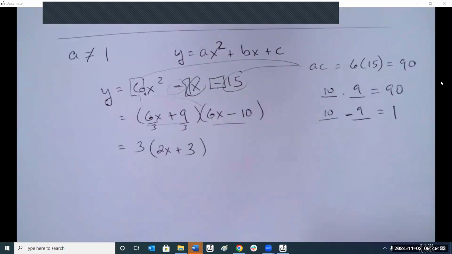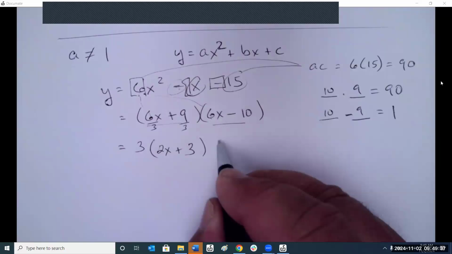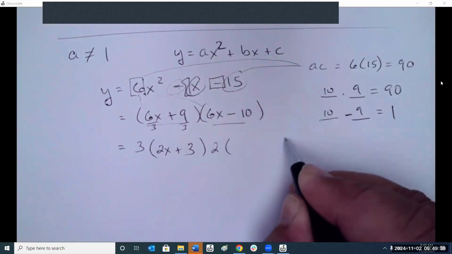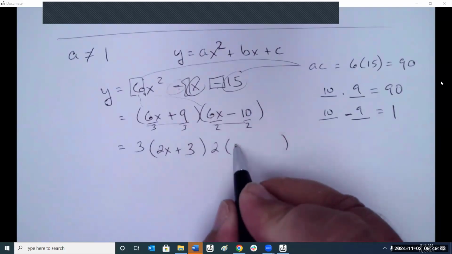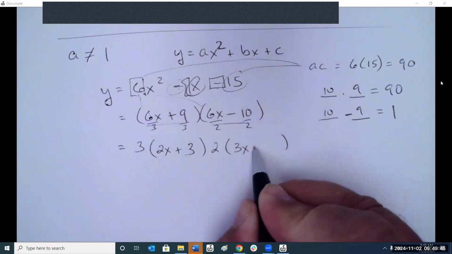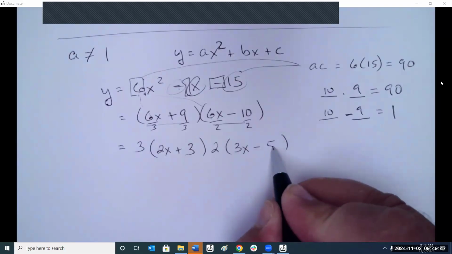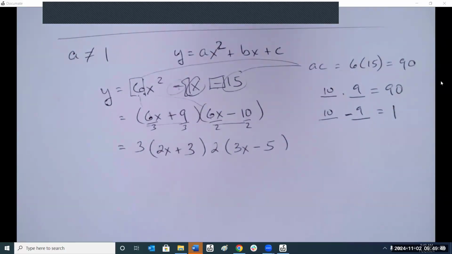How about the next one? What do 6 and 10 have in common? 2. So I divide both of these numbers by 2. 6 divided by 2 is 3x. 10 divided by 2 is 5. So far so good?